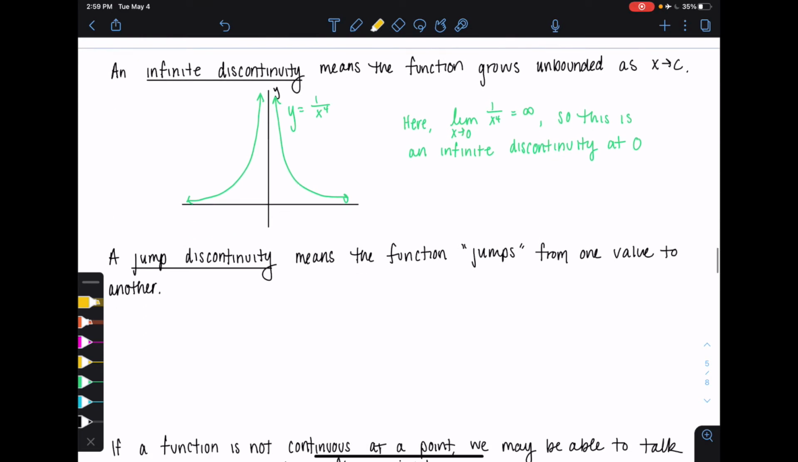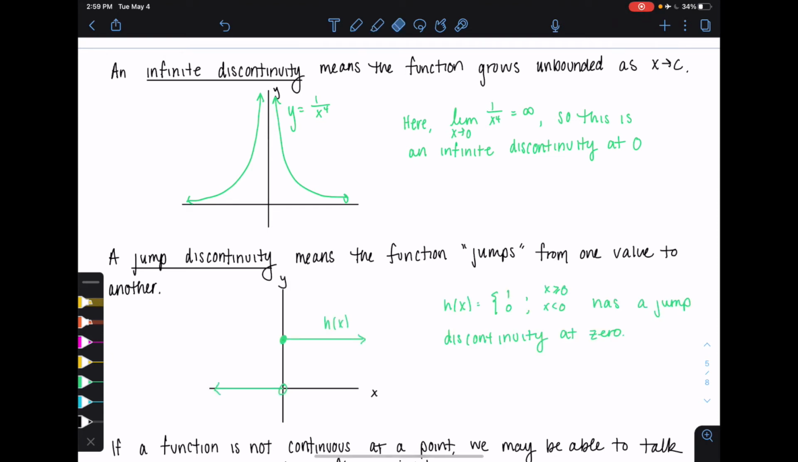The last type is a jump discontinuity, so basically the function jumps from one value to another. You can think of the Heaviside function for that. It's 1 when x is greater than or equal to 0, 0 when it's less than 0. Your function literally jumps up at 0. Okay? So there is a jump discontinuity there.